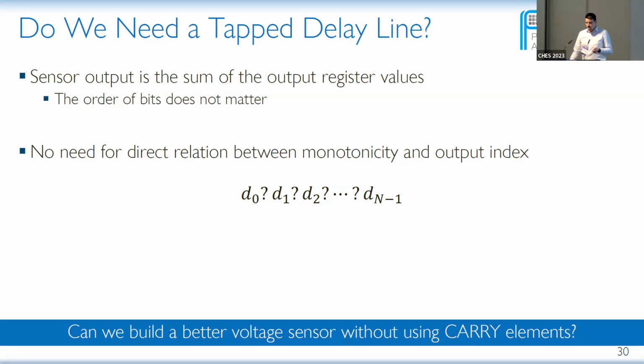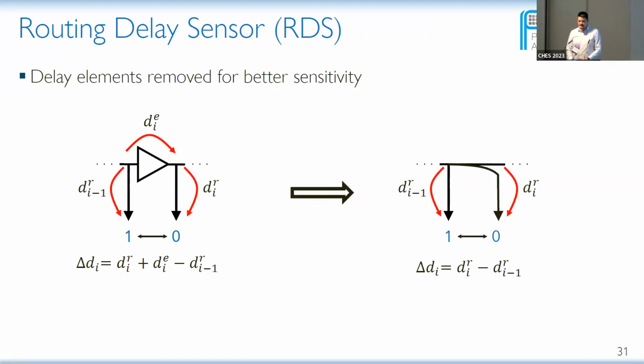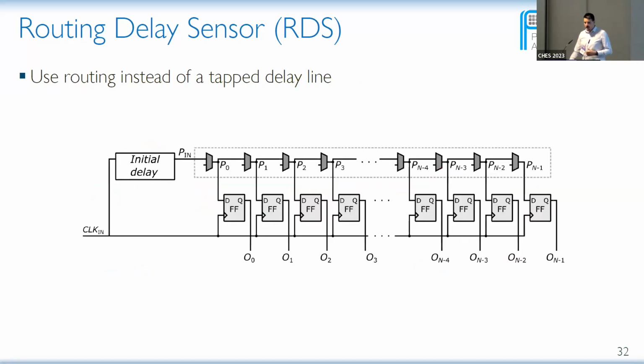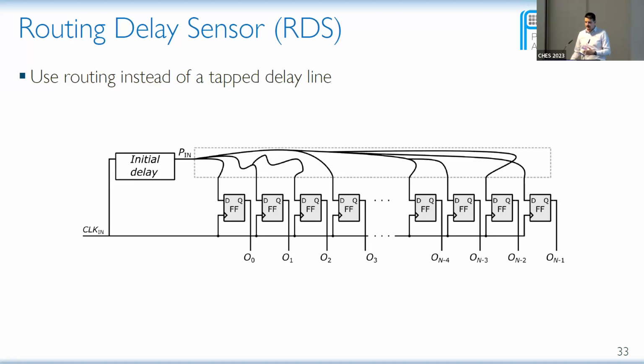And then the question is, can we then completely scrap these carry elements to build our sensor? And to optimize our sensitivity, or delta DI, if we look at this formula, if we simply remove the delay elements completely from the formula, provided that the routing is similar for DI-1 and DIR, we can get really good sensitivity. And what it looks like when we take our sensor and transform it, it means that our tap delay line is simply replaced by routing.